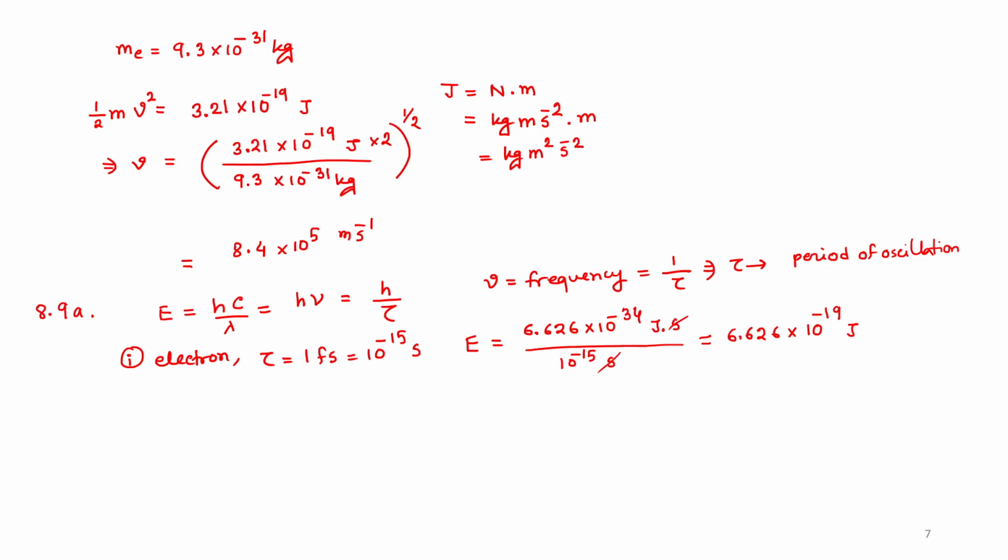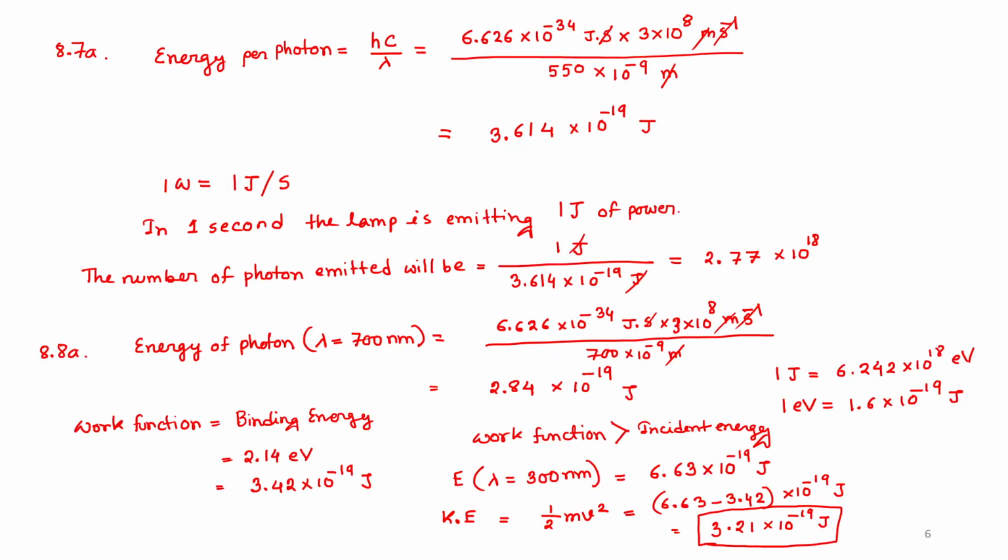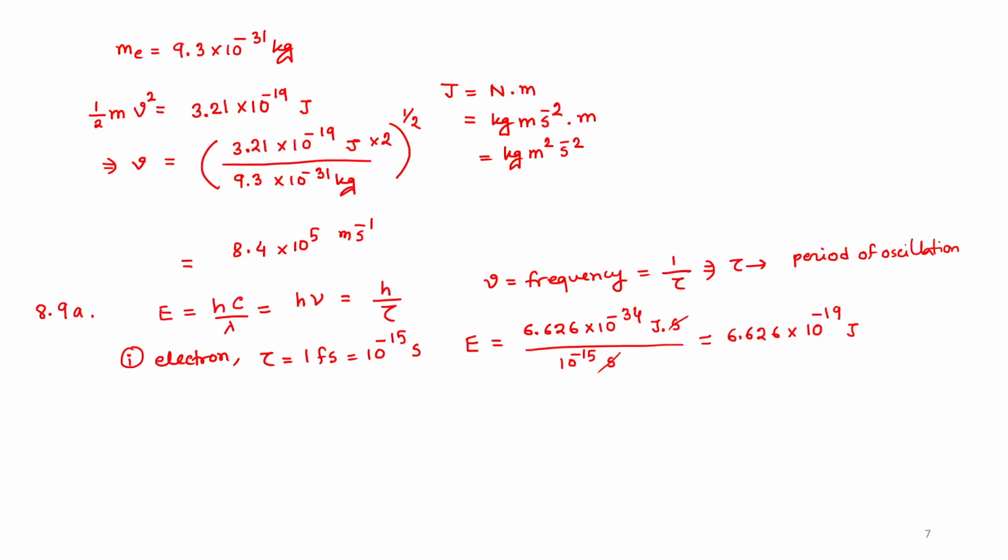They want the answer in joules and kilojoule per mole, right? So this is in joules. How much will it be in kilojoules? Obviously, 6.626, we need to divide it by 10 to the power 3, and that's why it will become 10 to the power minus 22 kilojoules. Now this is for one electron. What about 1 mole of electrons? 1 mole of electrons means Avogadro number of electrons. So we need to multiply it with Avogadro number to get it for 1 mole of electrons.